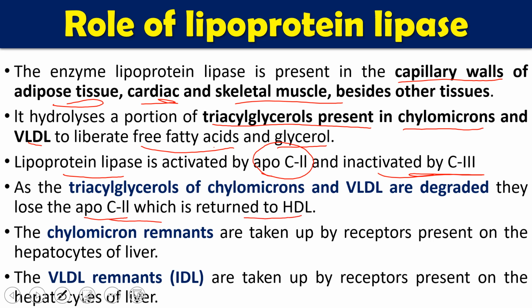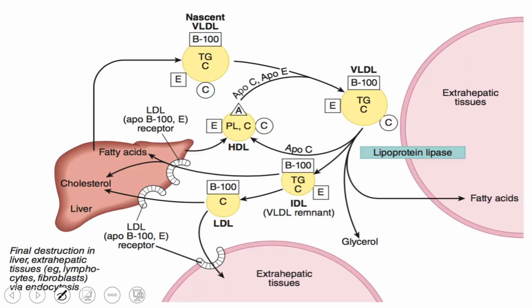The chylomicron remnants are taken up by a receptor present on the hepatocytes, called the LDL receptor, and it binds with B48. Similarly, the VLDL remnant, that is IDL, is taken up by a receptor present on the hepatocytes. Here it also binds with the LDL receptor, but it binds with B100.